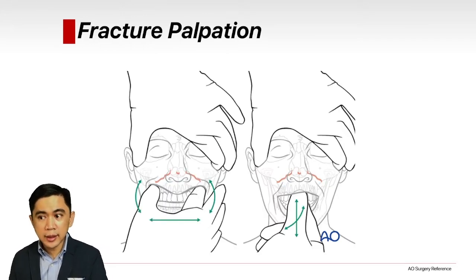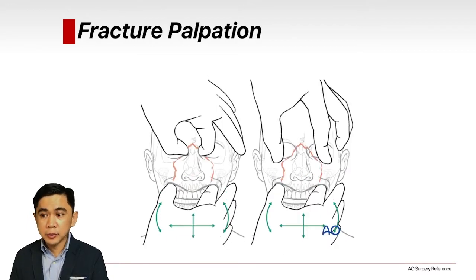here we test the mobility of the maxilla. So with one hand stabilizing the head of the patient, the other hand goes intraorally and palpates whether the lower central midface is mobile, and this will test for the Le Fort 1.